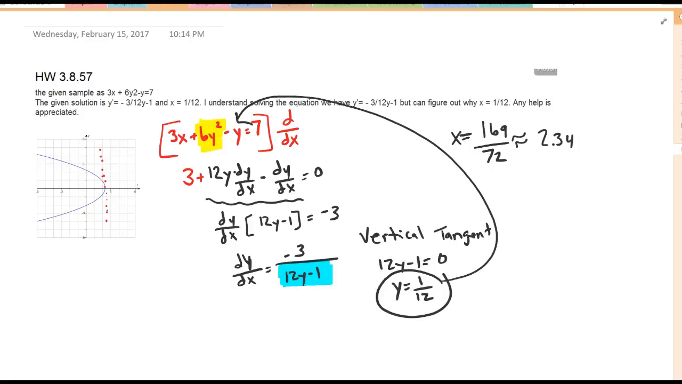A horizontal tangent would be when the derivative equals 0, and you can see the derivative is never going to be 0 there, so there is no horizontal tangent.